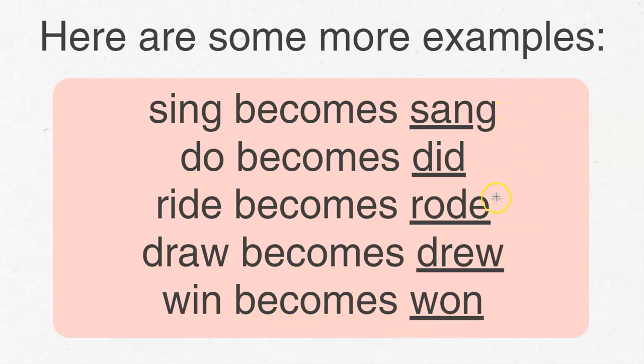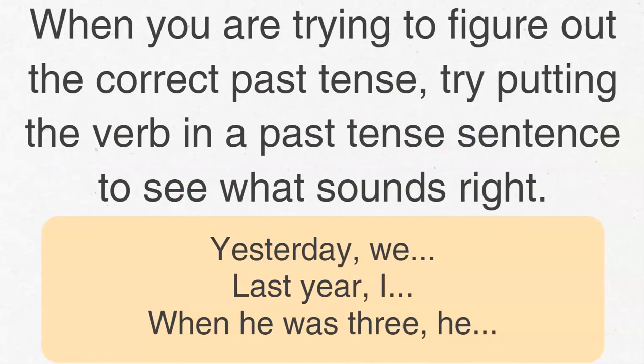When you're looking at these past tense verbs, none of them have the suffix ed on the end. That's why these are irregular past tense verbs. We changed the spelling to these words to make the past tense. When you're trying to figure out the correct past tense, try putting the verb in a past tense sentence to see what sounds right.